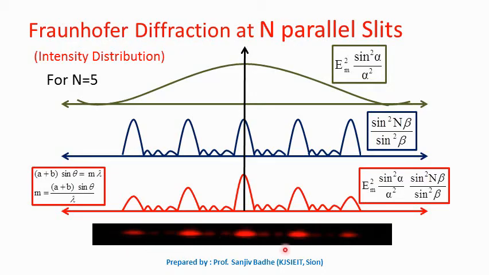This is the actual intensity distribution obtained in the experiment. This is a stretched figure actually. You will get these maximas as sharp lines or sharp points.